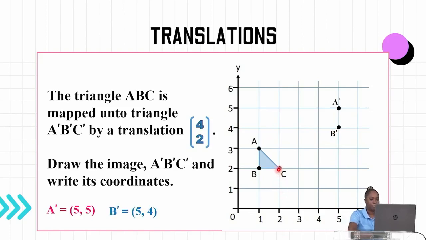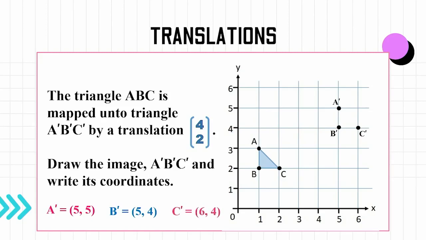Point C, 1, 2, 3, 4 places right, and 1, 2, 2 places up. Puts our point or coordinate at that location, which would be 6, 4. And then we would just connect our points, creating our image.